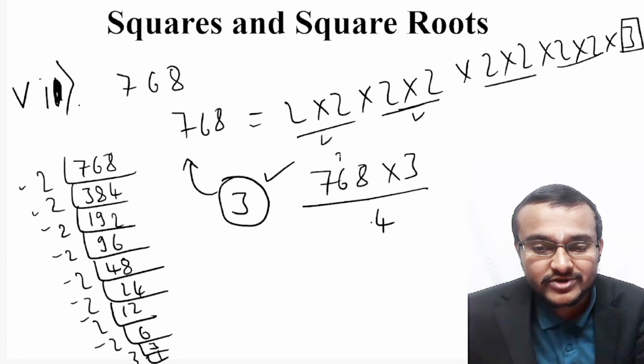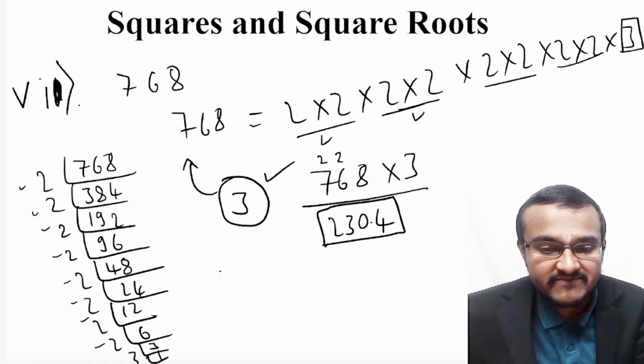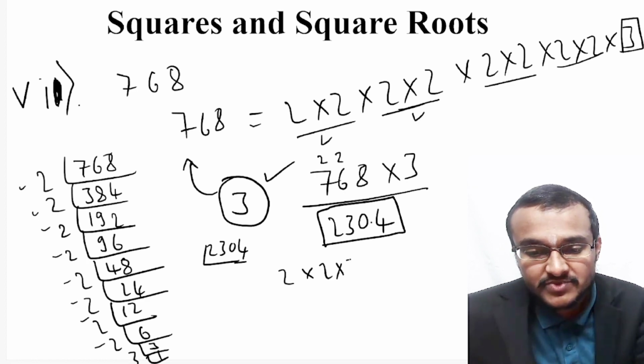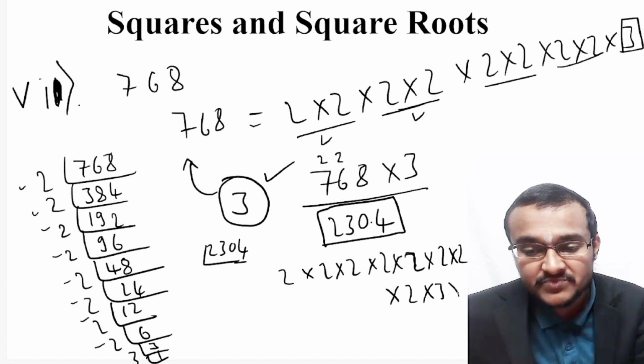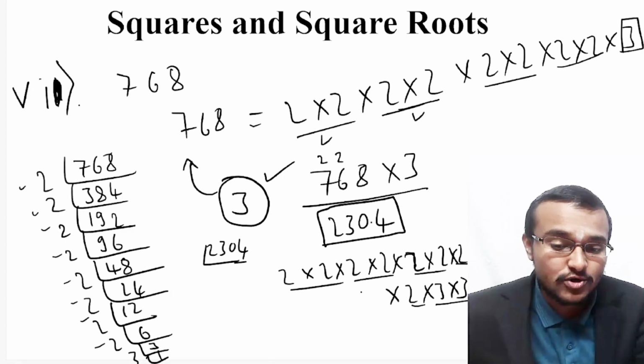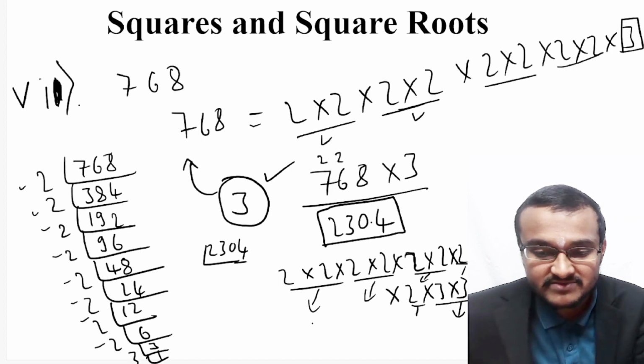So 8 3s are 24, 2 carry, 6 3s are 18 plus 2, 20. Again 2 carry, 7 3s are 21 plus 2 is 23. So 2304 you will be getting. So again when you do prime factorization of 2304, you will actually get 8 times 2, and after that you will get 2 times 3. That means the left alone 3 is getting one pair. So here you can see this 2, this 2, this 2, this 2, this 2, this 2, and this 2 gets paired up, and this 3 and 3 gets paired up. So you can take 1 2 from this, 1 2 from this, 1 2 from this, 1 2 from this, 1 3 from this.